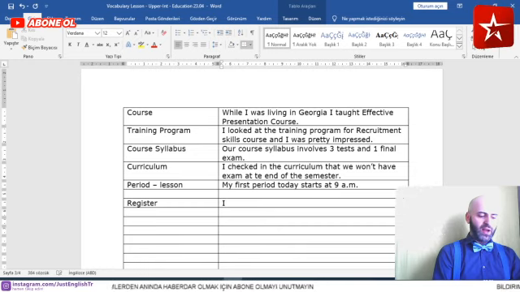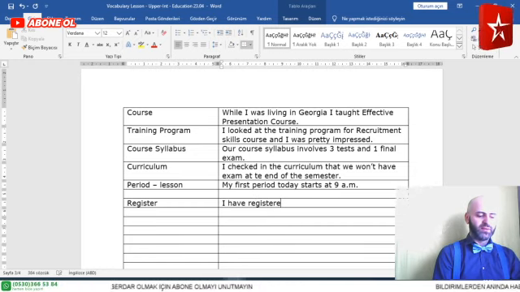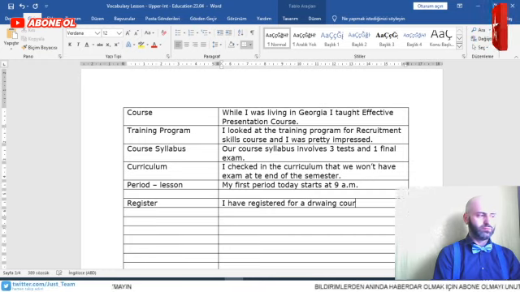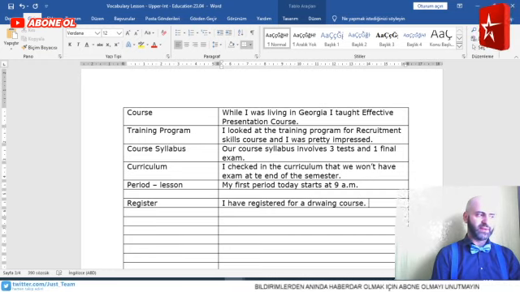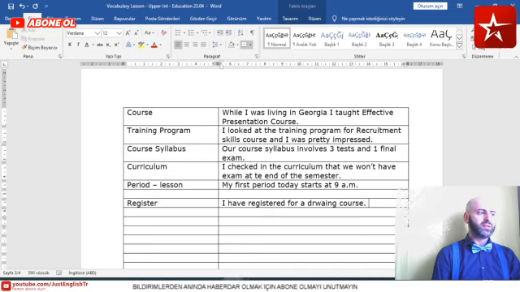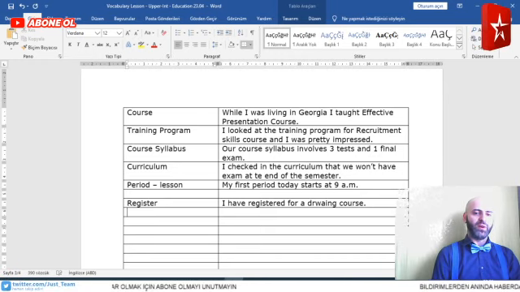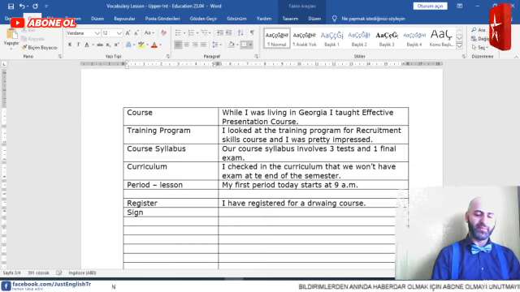For example, I have registered for a drawing course. So I want to start learning painting, and I registered for this course. So I signed up a contract with this course. Another word that we can use, which has very similar meaning, is sign up.